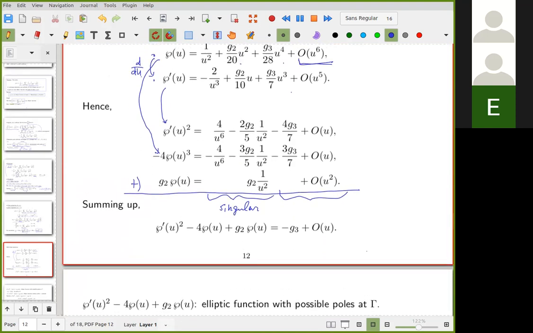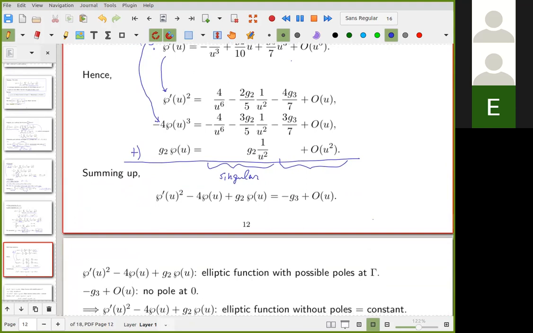So what? Recall that P prime is an elliptic function. And the elliptic functions form a field, namely a polynomial of elliptic functions is again an elliptic function. So this is an elliptic function. And this is holomorphic.